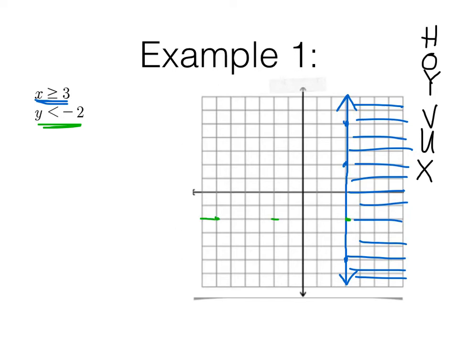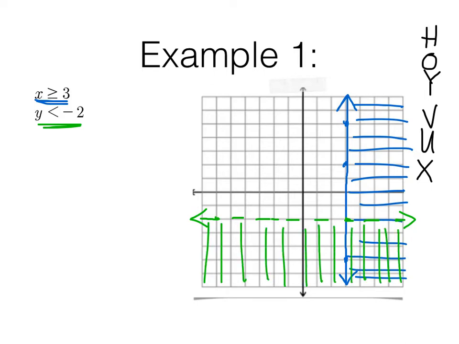Oh, good. So it's here. Now this time, it is not an "or equal to." It is a less than, so we shade down. And you can see our crosshatch region is this section here. So this is our solution set. This is where the ordered pairs can be found that make both inequalities true.